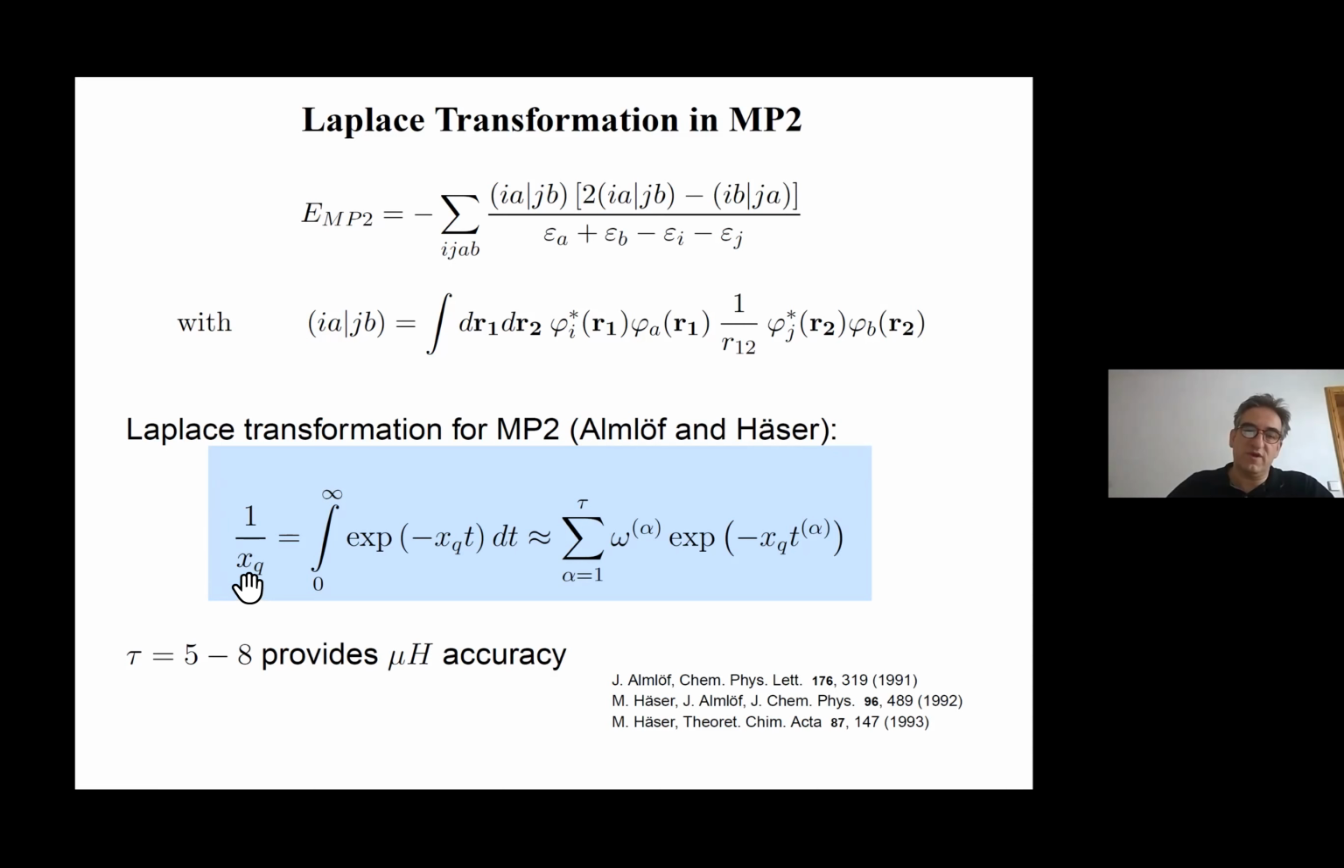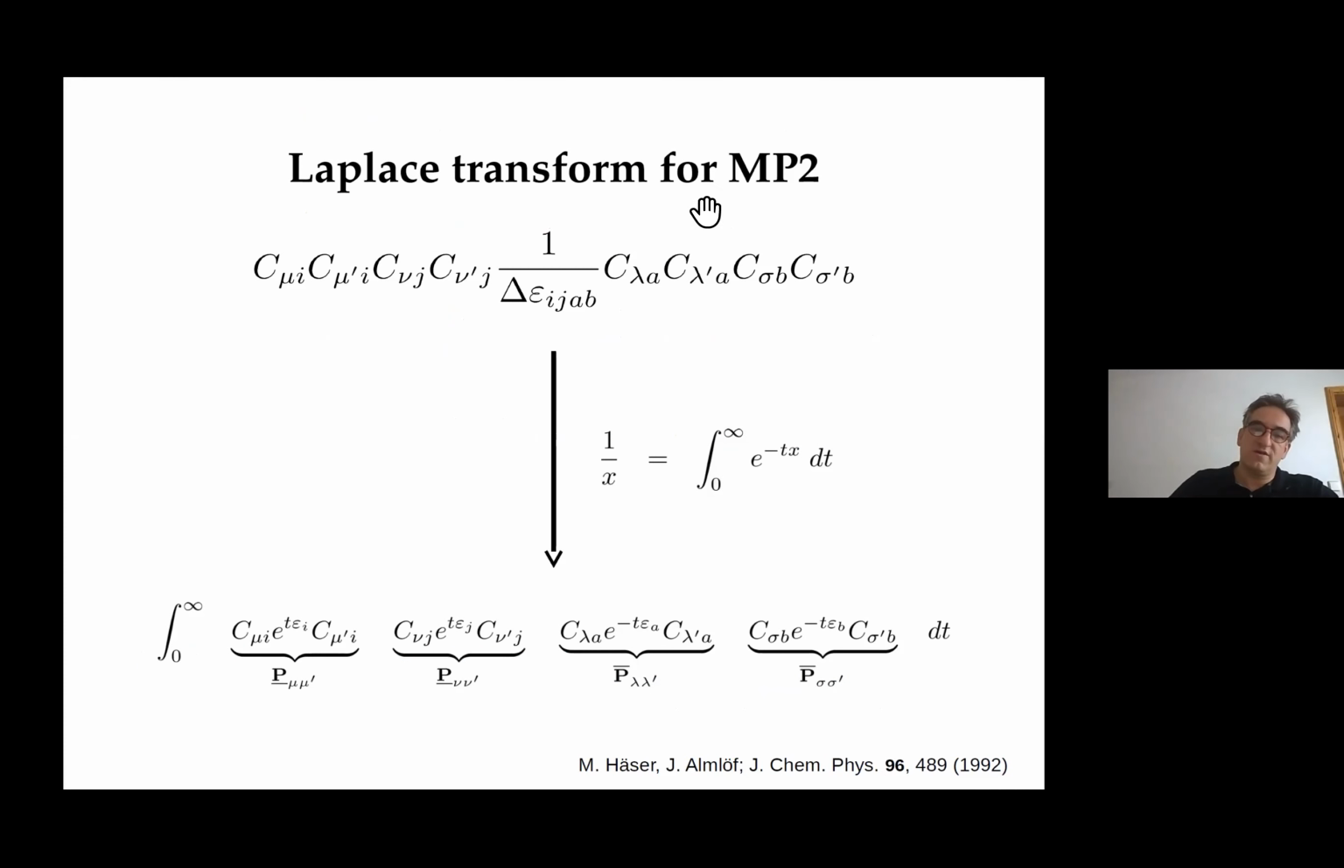the Laplace transformation. So writing this 1 over the energy denominator as an exponential. And once you have the energy denominator in the exponential, then you can decouple the orbital energies. And this allows you to write everything in the atomic orbital basis. So in a way, we move away from these transformations divided by the orbital energies towards this Laplace transform.